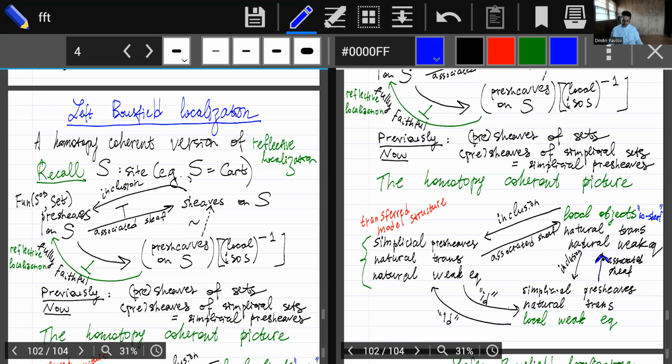So this is the analog of the, well, I guess Dmitri would even say what this functor is here, but you can compose the inclusion with the localization functor and you get a functor in the opposite direction.